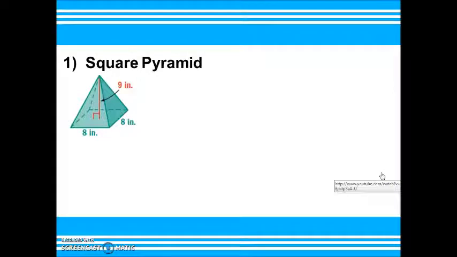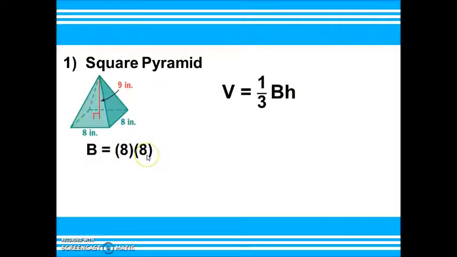All right, this first one we're looking at a square pyramid. So that means that our base shape is a square. We have a height going from the middle of the base straight up to that top vertex of 9 inches. And so when we think about our formula, 1/3 times the area of the base times the height, the first thing we want to do is calculate the area of the base. So since this is a square, the area of the base is going to be 8 times 8, which is a total of 64. The height we said was going to be 9, and so now we have all the stuff we need to plug in.